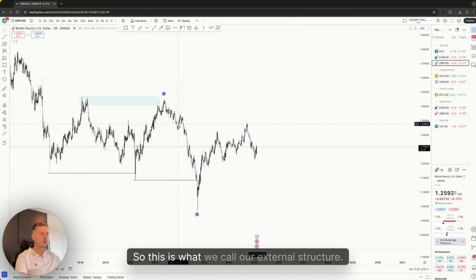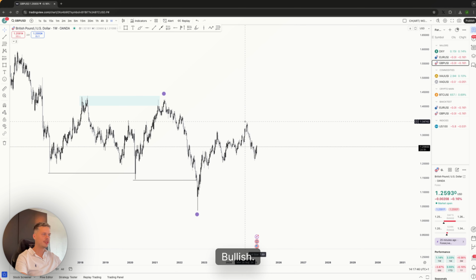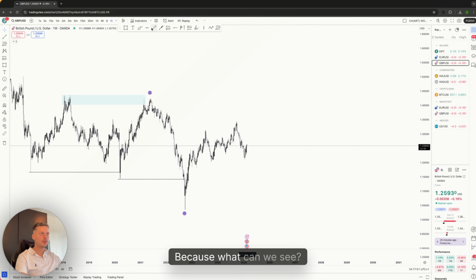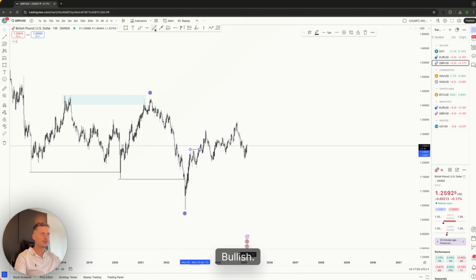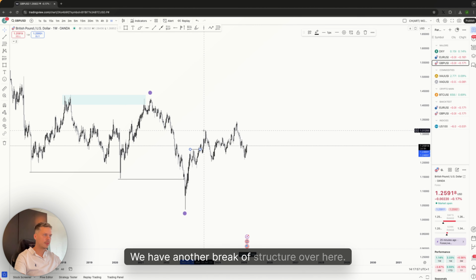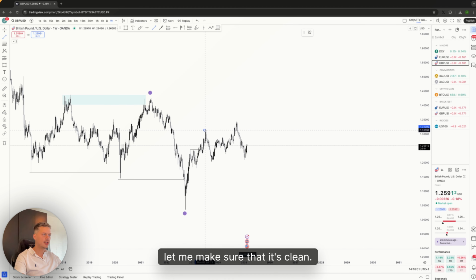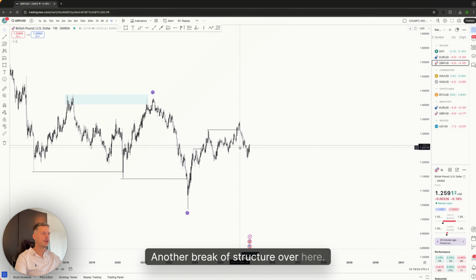So knowing that we have a bearish range from this high all the way to this low, this is what we call our external structure. What we have over here is internal structure stepping up bullish, making highs and higher highs. Because what can we see, right? We see that we have structure bullish. We have another break of structure over here. Wait, let me make sure that it's clean. Another break of structure over here.